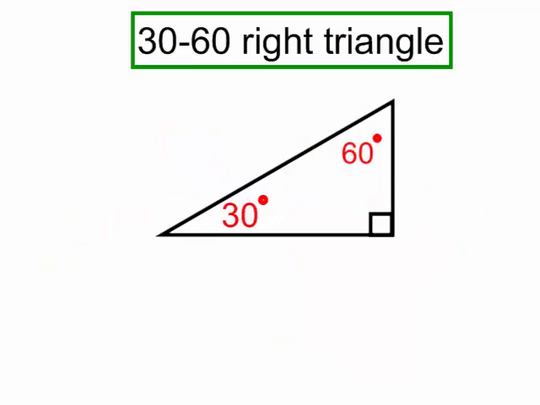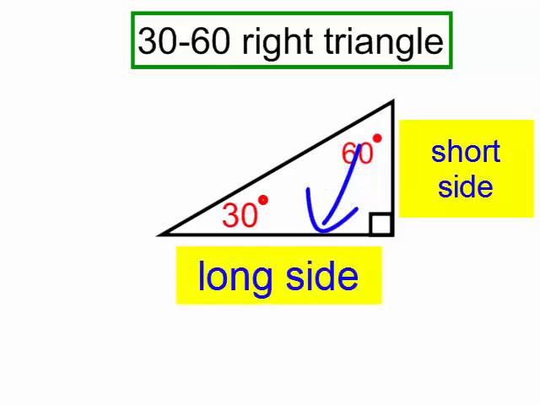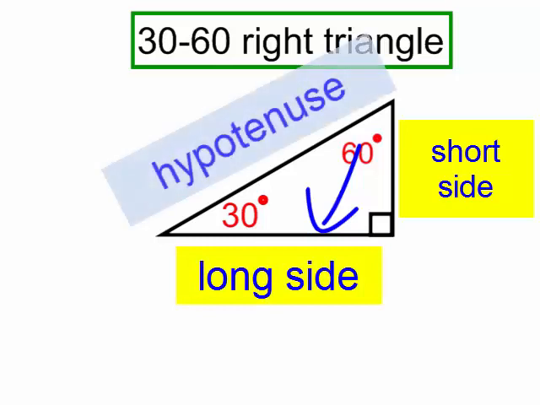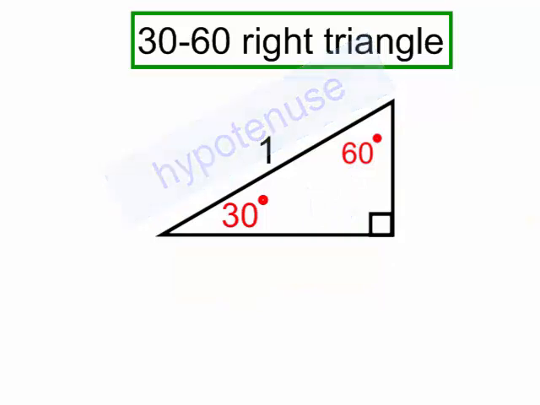Okay, so let's review a little bit. Remember the 30-60 right triangle? Do you remember that we had a short side? The short side was across from the 30-degree angle. The long side was across from the 60-degree angle. And we had the hypotenuse. Well, I am using these right triangles in my unit circle, and my hypotenuse is going to be one of my radii, which is 1.